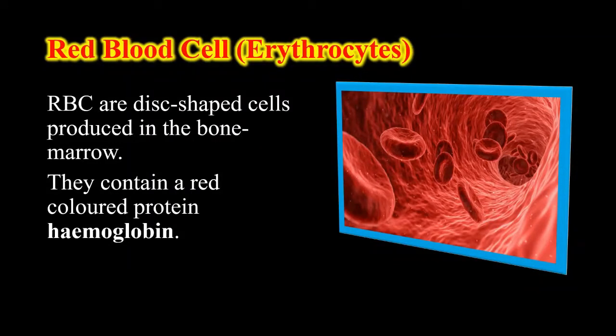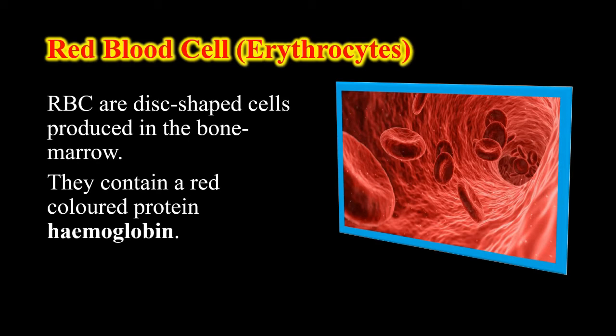The red blood cells are also known as erythrocytes, or they are also called RBC. The RBC are disc-shaped cells produced in the bone marrow, and the RBC contain a red color protein, that is hemoglobin. Due to the presence of hemoglobin, the color of the blood is red. The function of this hemoglobin is to transport oxygen from one part of our body to another part.